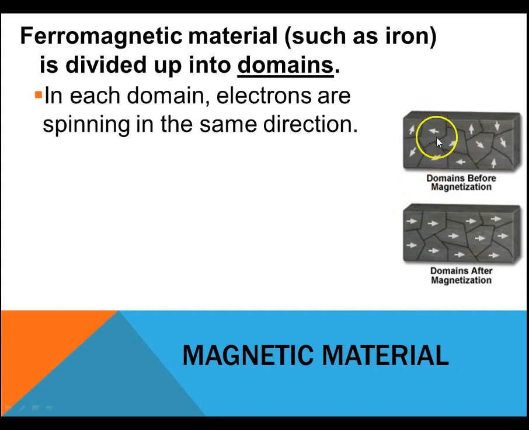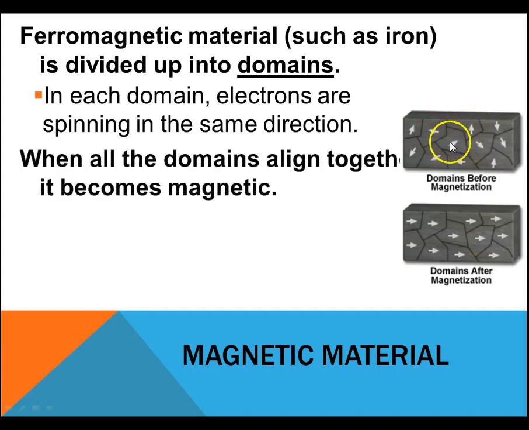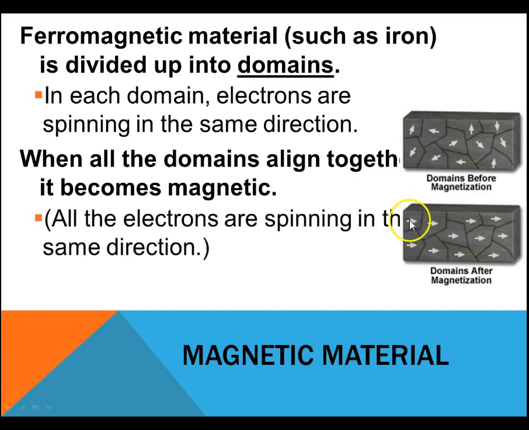Now, in each of these domains, the electrons are all spinning in the same direction. These are all pointing that way, these are all pointing that way, these are all pointing up. When they all align together, it's going to become magnetic. It's essentially going to be a magnet. Think of this as looking at classrooms in a school. Every single room has different desks pointing in different directions. This one's pointing north, this one's pointing south. Imagine that everyone in the school suddenly turned their desks to face due east. That's essentially what happens in a magnet. All the electrons are pointing in the exact same direction. So when they're all pointing in the same direction, it's a magnetized ferromagnetic material.